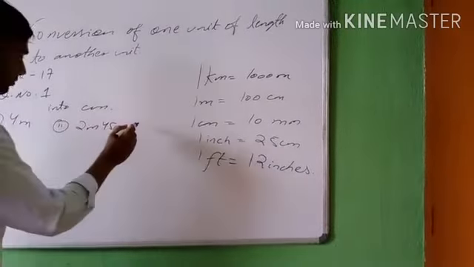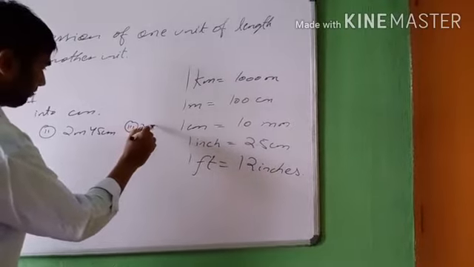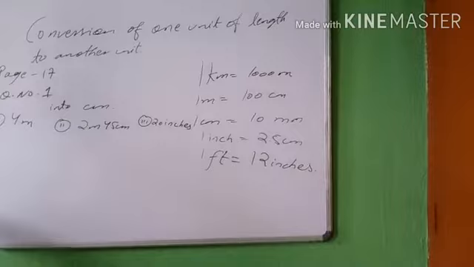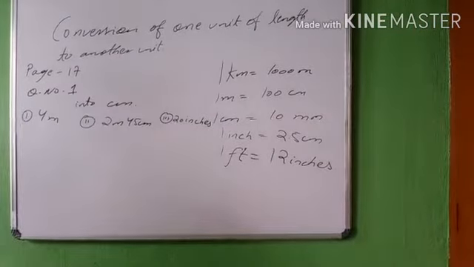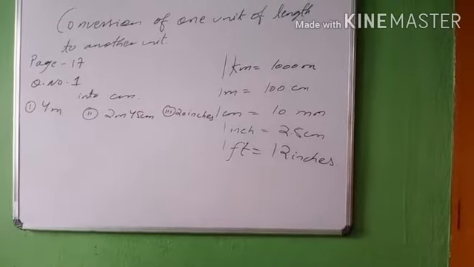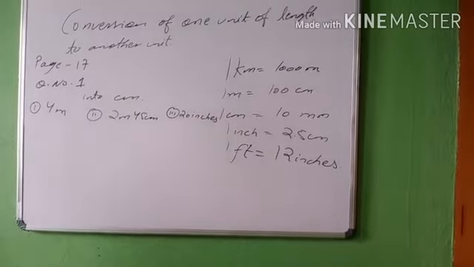Number 3, there's 30 inches. I'll make it 20 inches. And number 4, 2 feet. Let's leave that. So I have to convert all these units: 4 meter, 2 meter 45 centimeter, and 20 inches into centimeter.